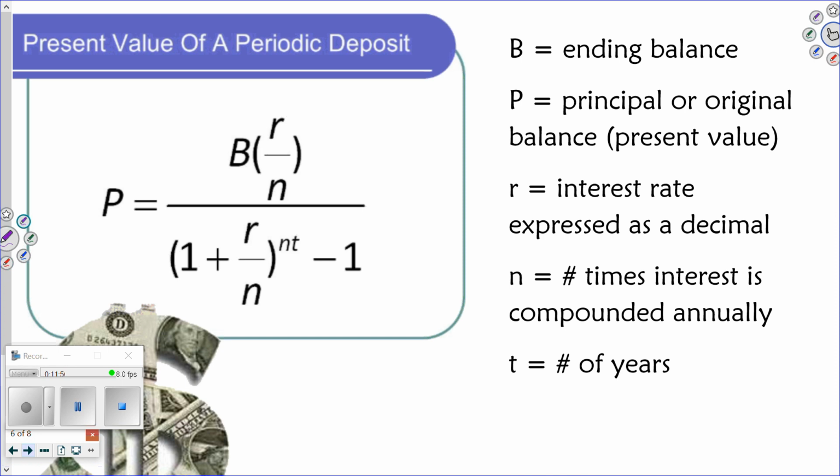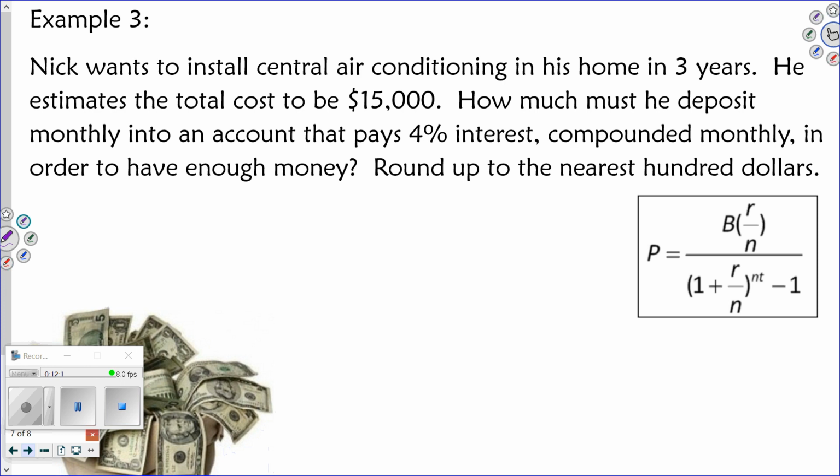All right, guys. So same variables that we've been working with, but this one is a periodic deposit. I need to make sure we're recognizing the difference. Single deposit, I put money in once. Periodic, I'm constantly putting money in. So here we go. Example 3.